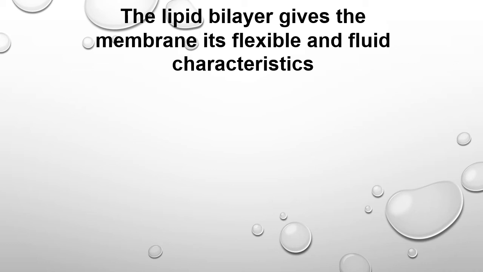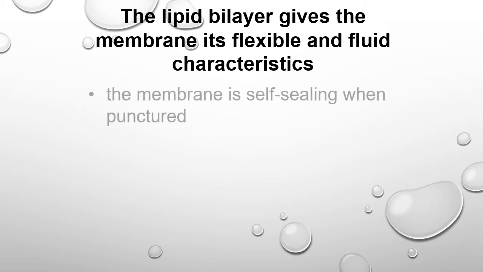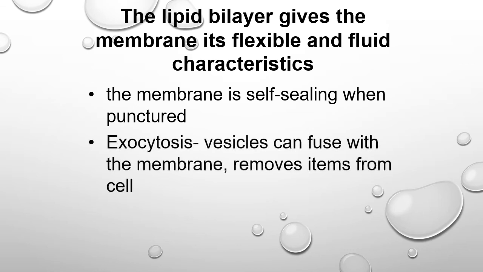The lipid bilayer itself gives the membrane its flexibility and its fluid characteristics that are within the cell. If that cell should happen to be penetrated, it has the ability to kind of seal itself off. And so as long as the damage that has occurred there is not too great, it has that ability to kind of seal itself there.